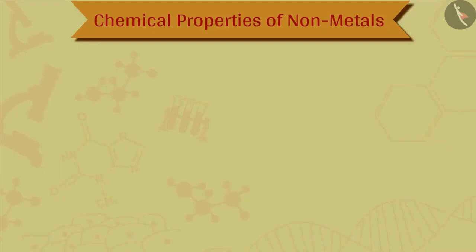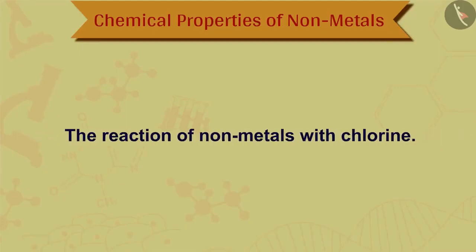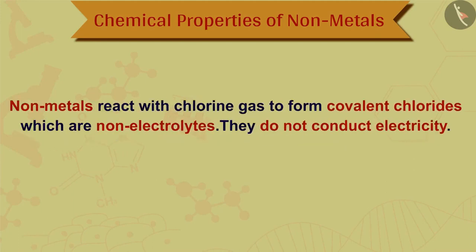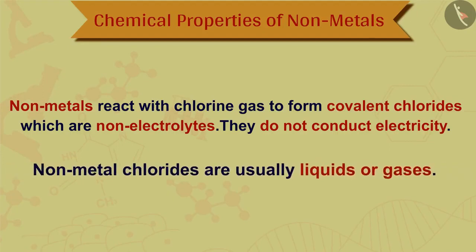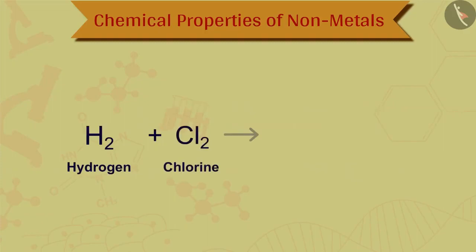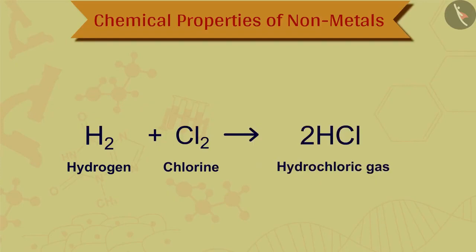The next reaction that we are going to study is the reaction of nonmetals with chlorine. Nonmetals react with chlorine gas to form covalent chlorides, which are non-electrolytes. They do not conduct electricity. Non-metal chlorides are usually liquids or gases. Let us take an example. Hydrogen reacts with chlorine to form hydrogen chloride gas.